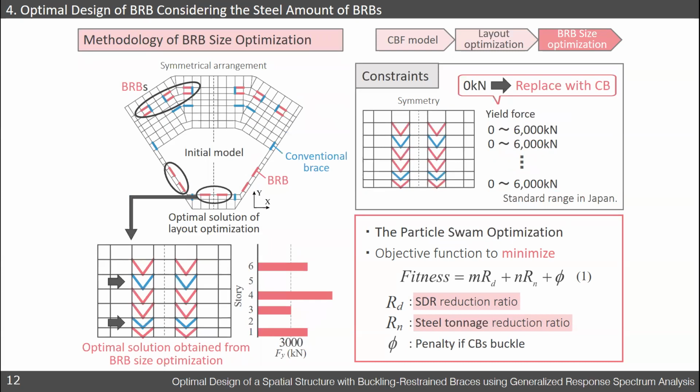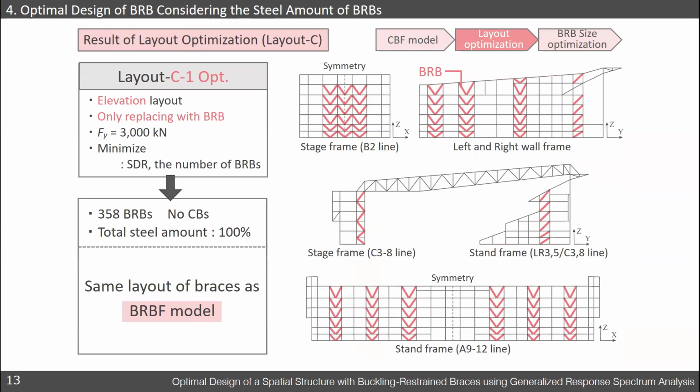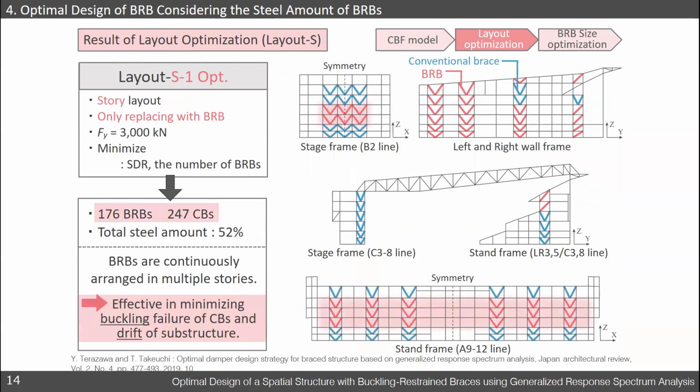In the size optimization, the BRB size of the layout optimization result was optimized. In this stage, the steel amount of BRBs was considered in the fitness function, and the PSO method was adopted as an optimization engine. While the initial BRBF model was selected for the elevation type layout optimization, the hybrid configuration of the concentrated BRBs along both the stories and the elevations was found as the optimal solution to minimize both the story drift and the number of BRBs, preventing the member buckling.